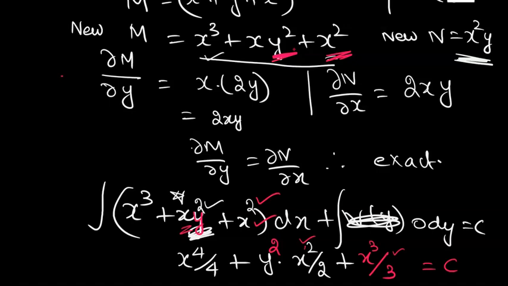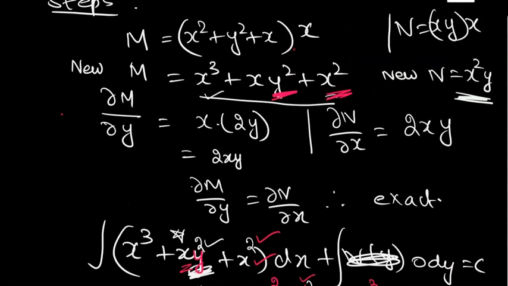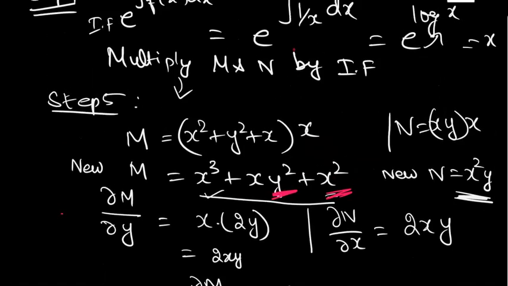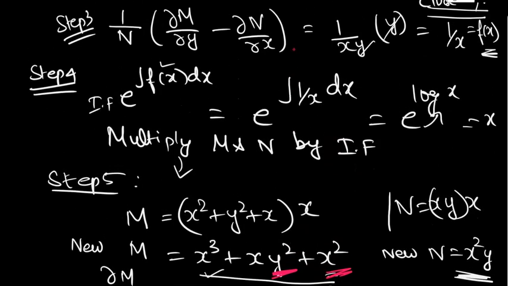So x power 4 by 4 plus x square y square by 2 plus x cube by 3. So what are the things we did? If it is not equal, we are checking the difference. And if it is close to n, we will divide it by n. That is what we did. After dividing it by n, whatever terms that we are getting, that is your f of x. And then e power integral f of x is your integrating factor. And then you are going to multiply m and n by your integrating factor.